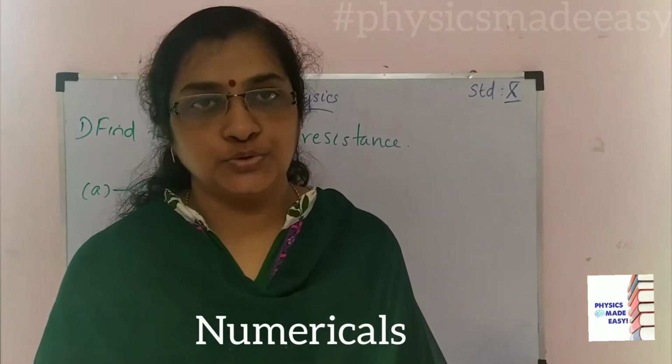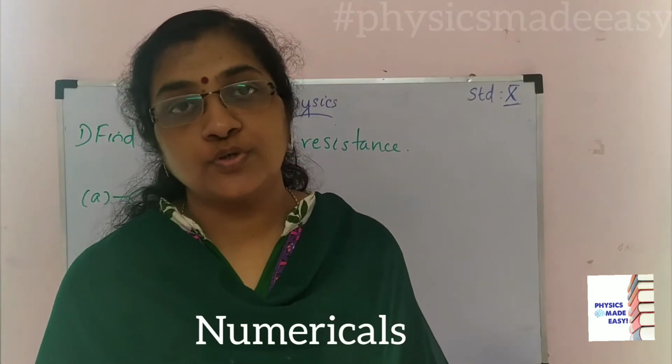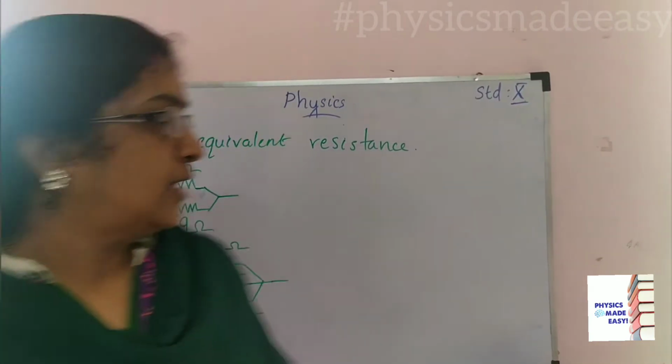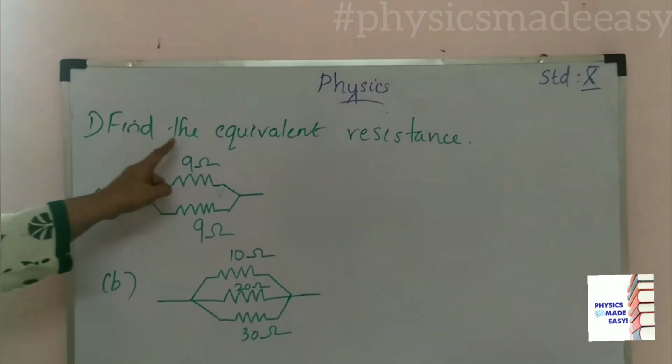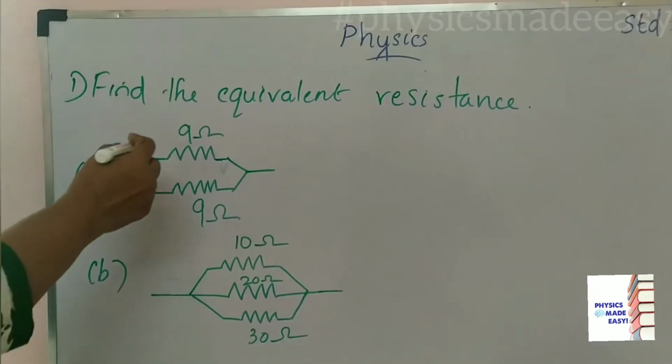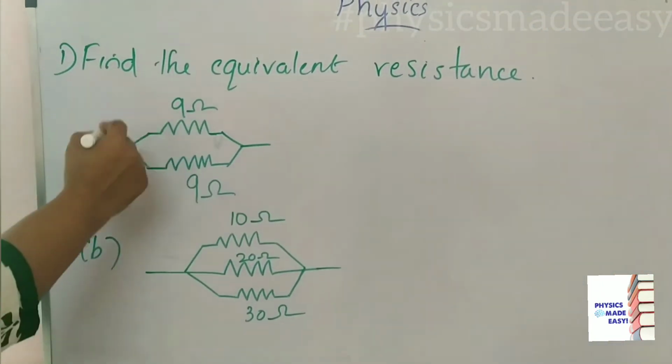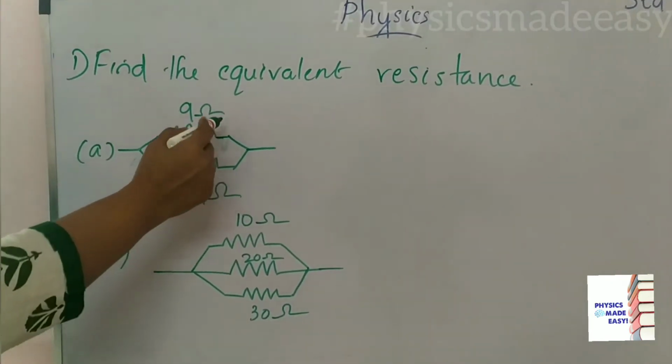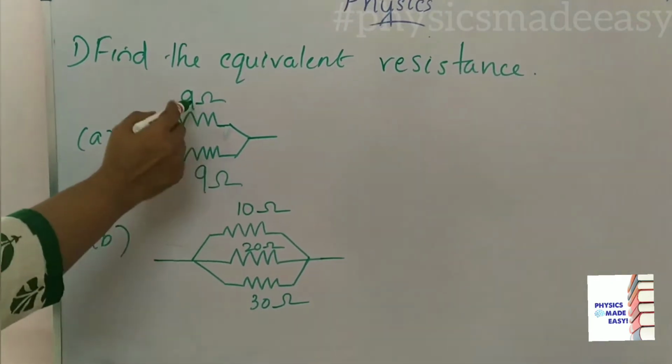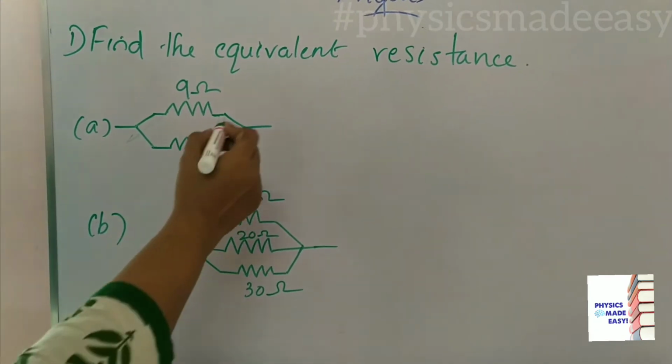Dear students, let us do some numericals. We are going to solve some electric circuits. Here you can see, find the equivalent resistance. Two combinations given here. First one you can see 9 ohm resistor, another one also 9 ohm. Both are connected in parallel. How to find the effective resistance?